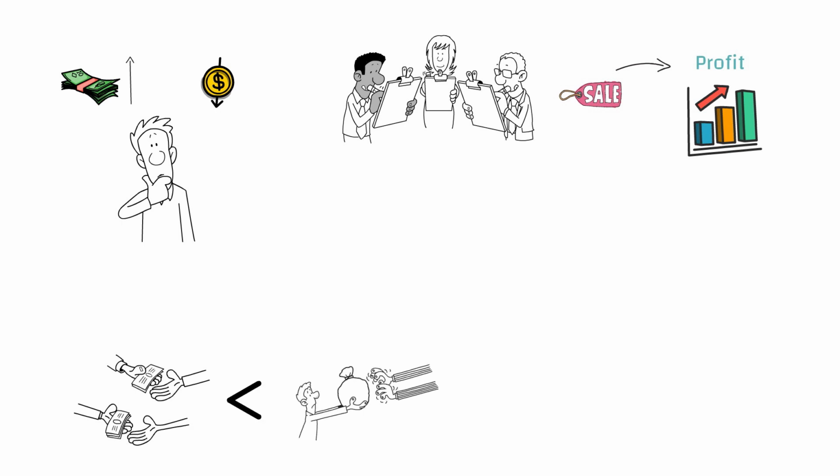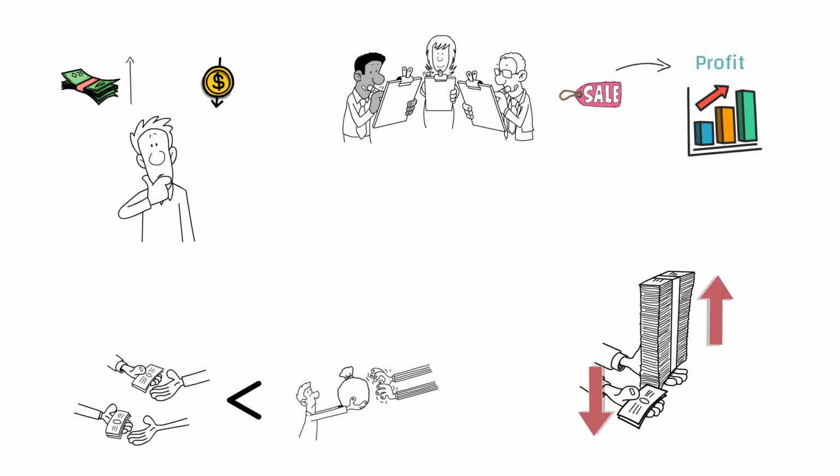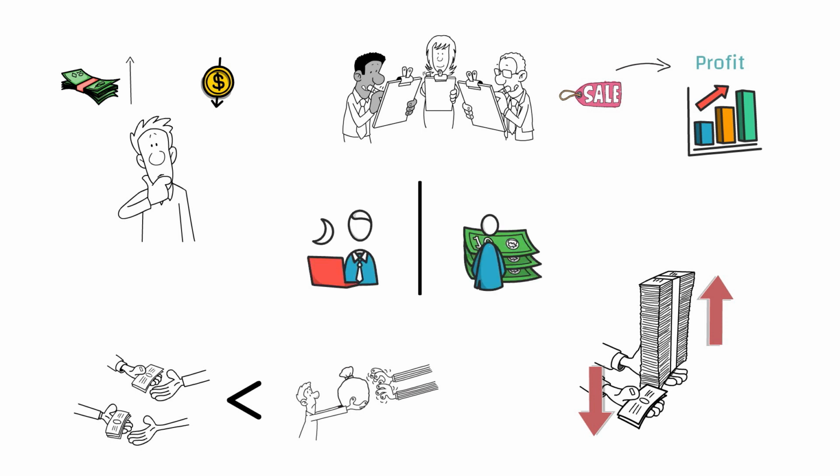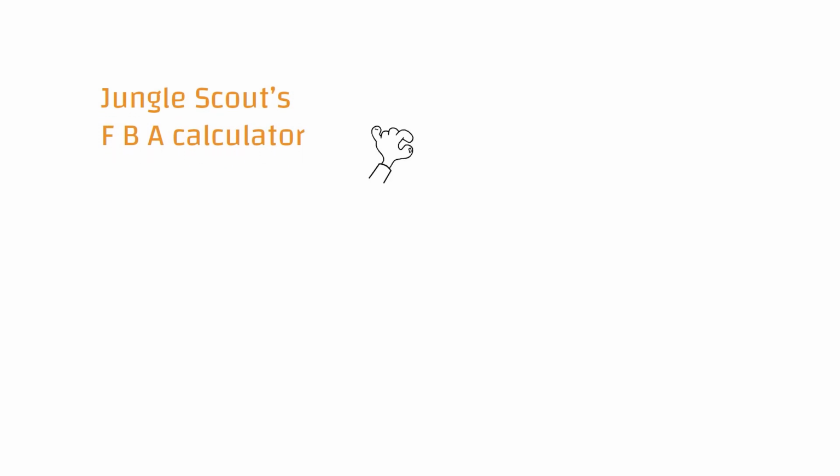This is where margins come in. You want to price your product more than it costs to make. Your margins are where you gain your income, which you can either use as an investment or as a salary to yourself. If you want to be more precise about it, then you can try looking into Jungle Scout's FBA calculator, which you can find online.